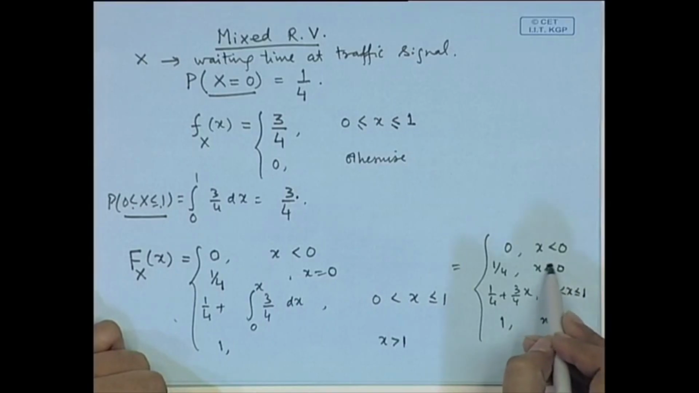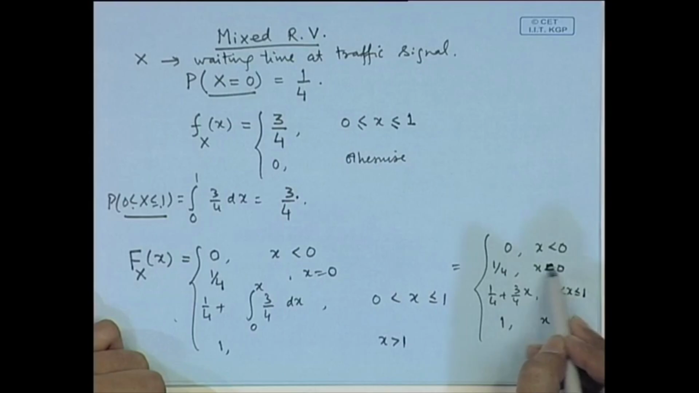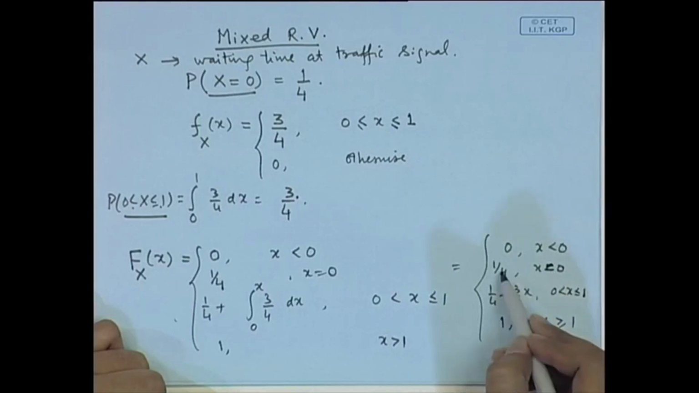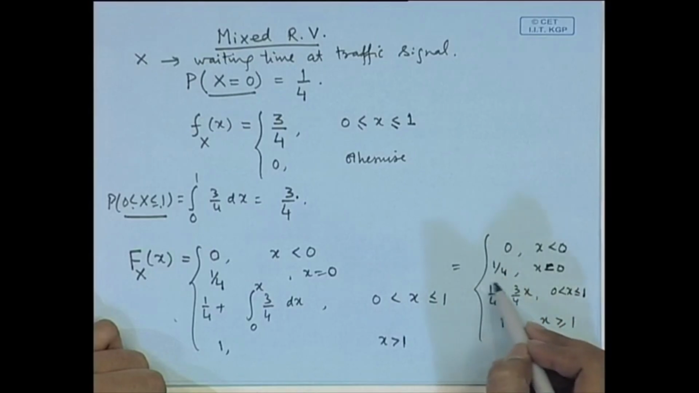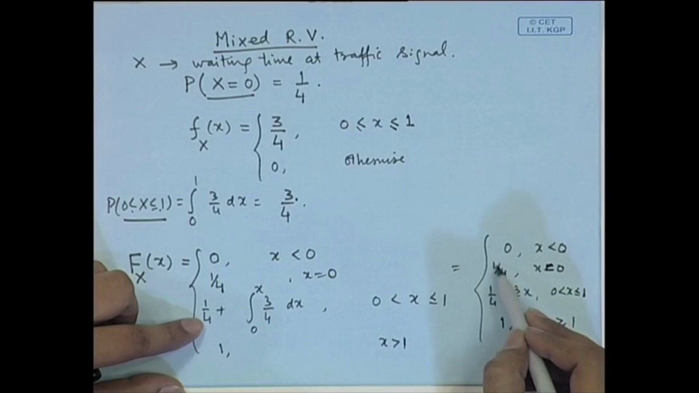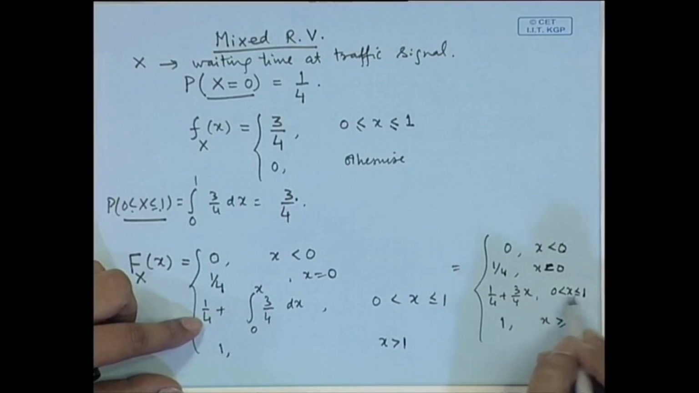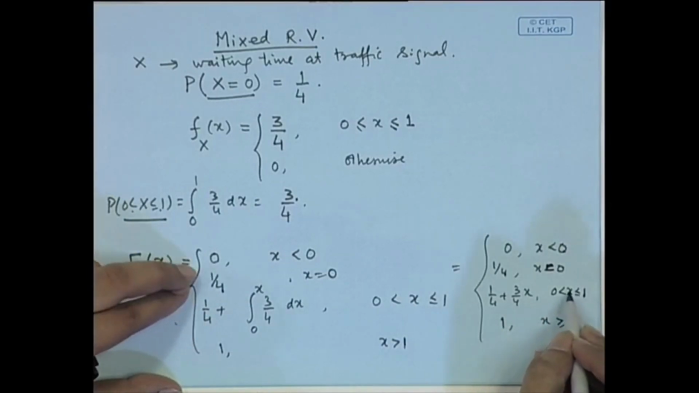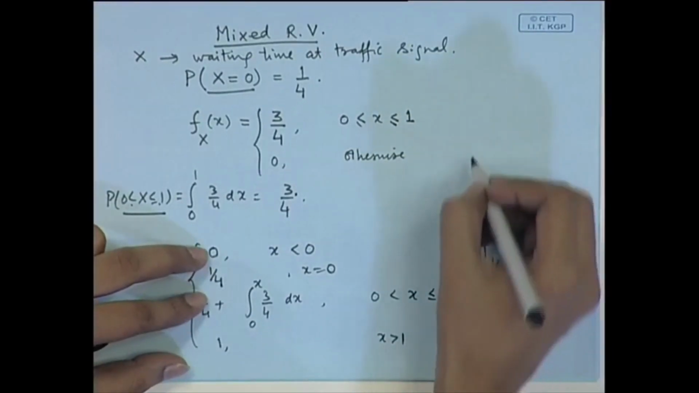You notice here that the function is not continuous at x equal to 0, and therefore, in fact, there is a jump point. The right hand limit and the value at x equal to 0 is 1 by 4, whereas the left hand limit at 0 is 0. So, there is a jump of size 1 by 4 at 0. That shows the discrete nature of the random variable at x equal to 0, whereas from 0 to 1 it is a continuous random variable. So, this is an example of a mixed random variable.